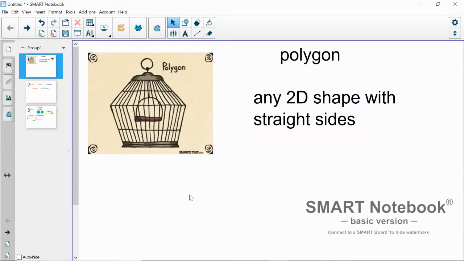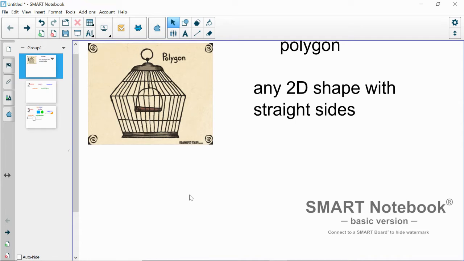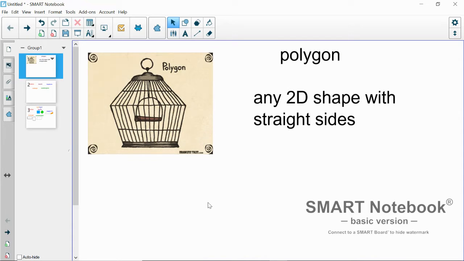Good morning, Year 4. Today we're going to continue our learning on shapes. On day 1 of this week, we talked about angles and learnt about angles, looking at obtuse, acute, and right angles. Yesterday, we looked at the properties of triangles, looking at equilateral, scalene, and isosceles. And today, we're going to look at some other shapes.